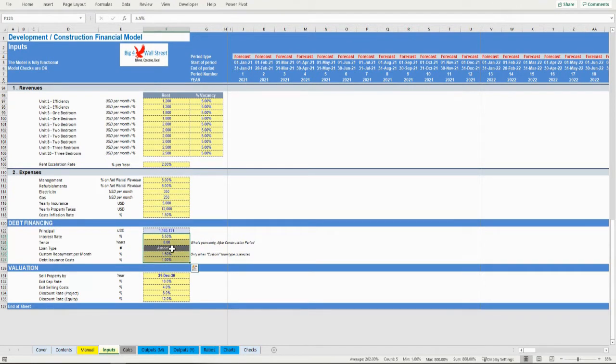Afterwards you can set debt financing assumptions: interest rates, tenor in years, loan type, and debt issuance costs, and valuation assumptions such as the exit year when the property will be sold, the exit cap rate and selling costs, as well as the discount rates used, project and equity.